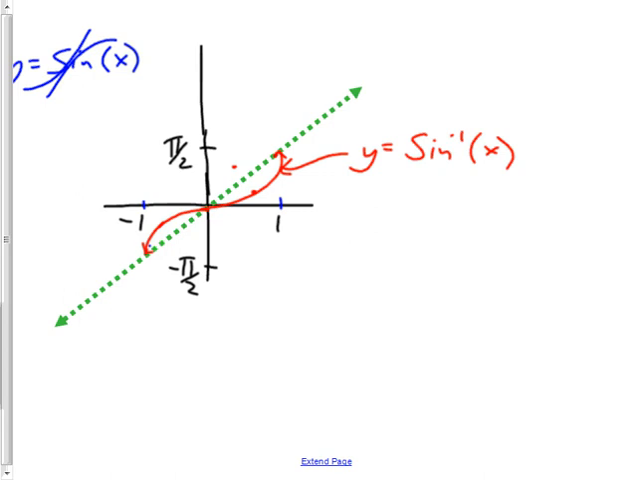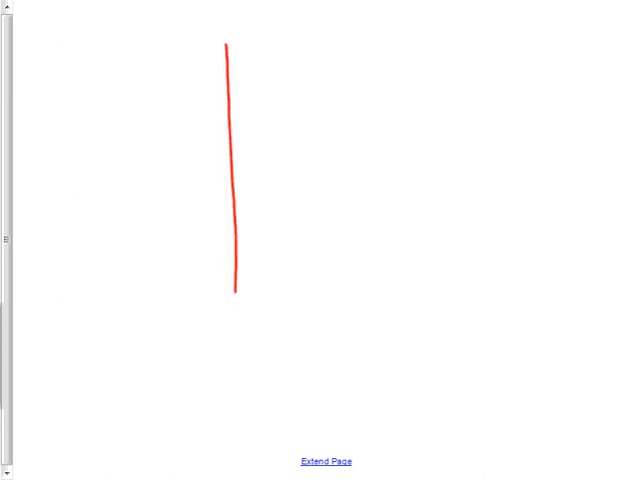So next I'm going to do inverse cosine. So we'll do it a lot faster. All right, here's regular cosine. Everybody draw me a regular cosine graph. Remember how it looks kind of like a valley?